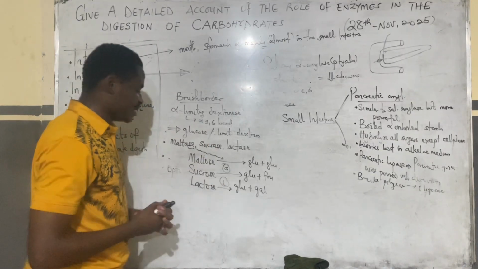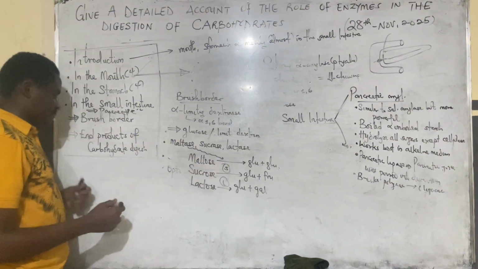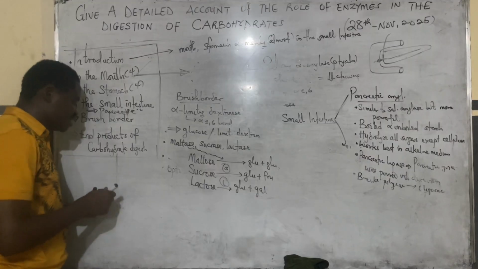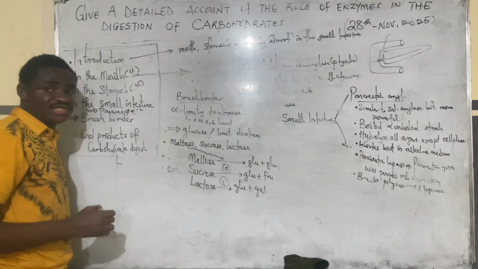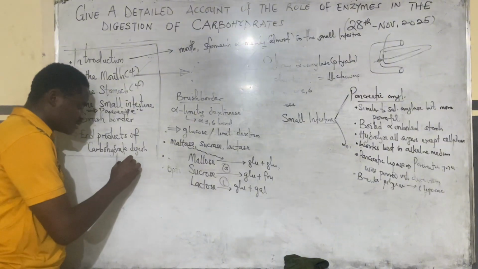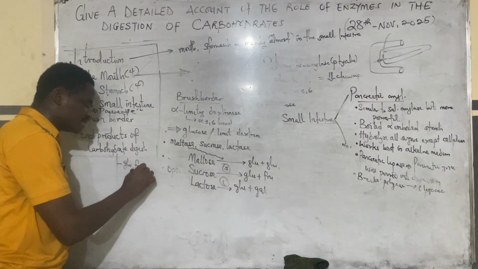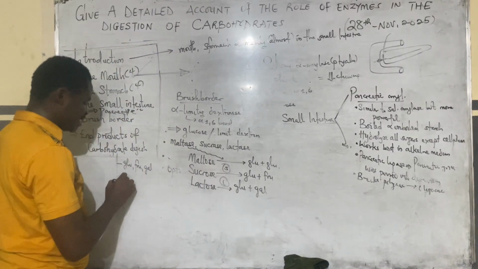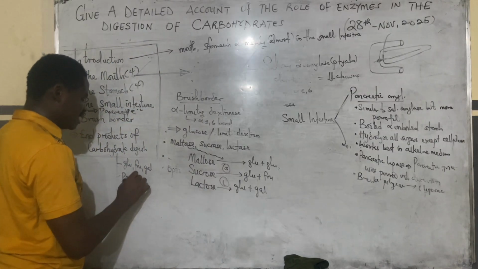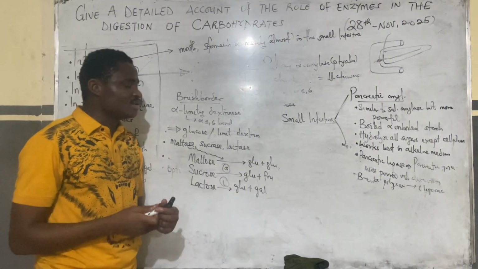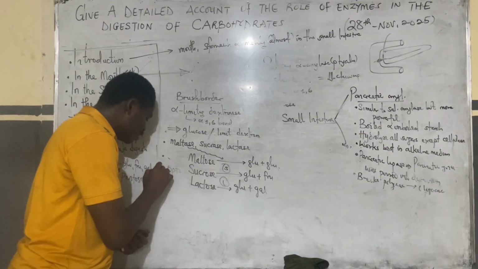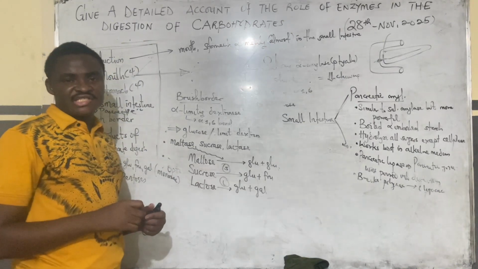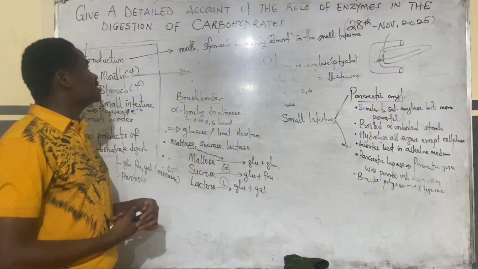So you have written to this point. Endeavor to write that pathway down. Then the last one, the end products. For the end products, you can list them again. The major end products are going to be the monosaccharides, which include glucose, fructose, and galactose, majorly. You can also talk about the pentoses and all of that, but I've stressed more on glucose, fructose, and galactose, which are monosaccharides. All right, so this is an essay on the role of enzymes in carbohydrate digestion.